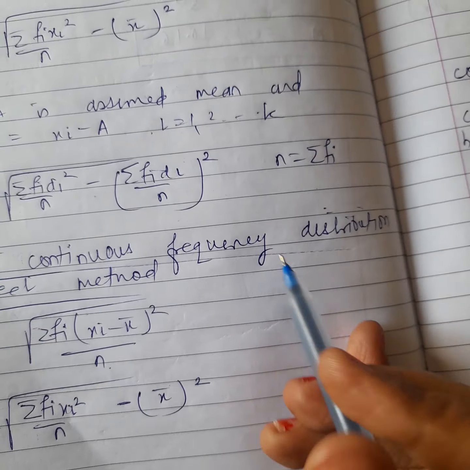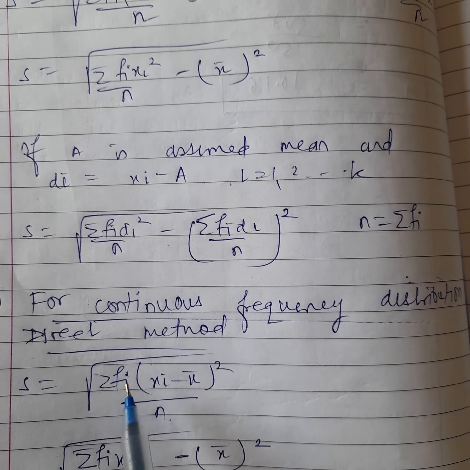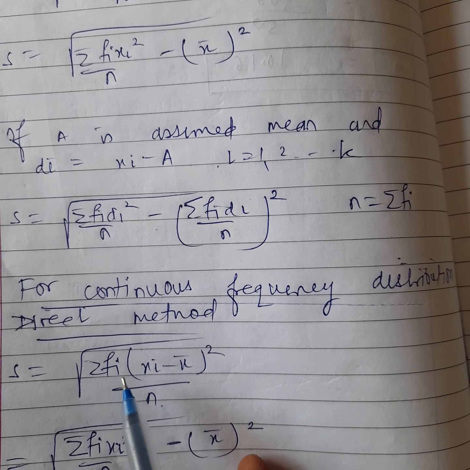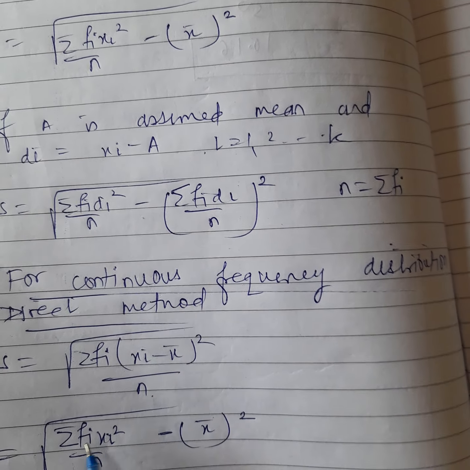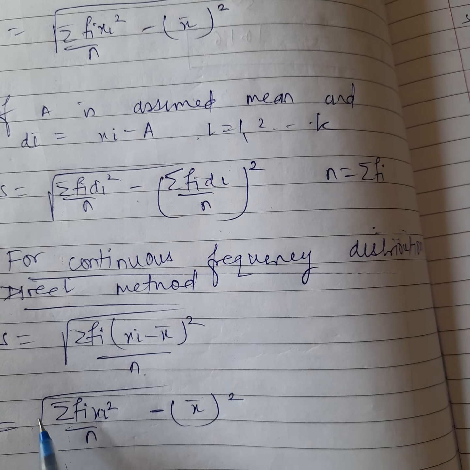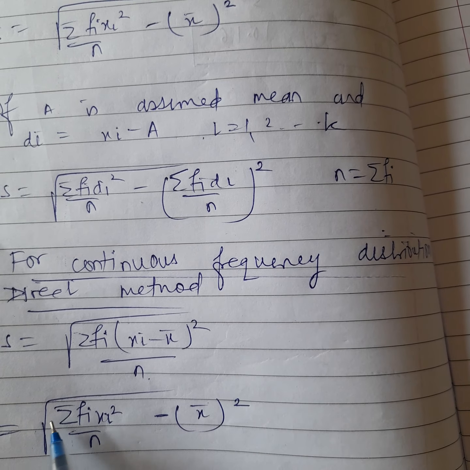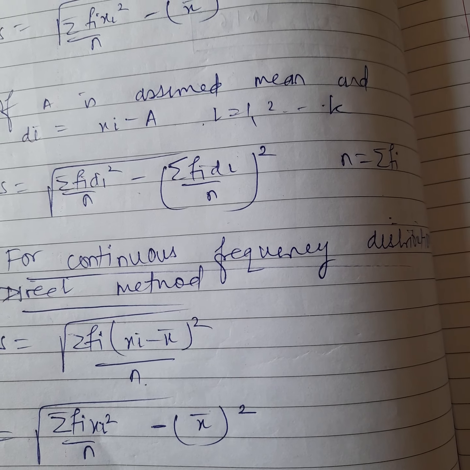Now for the continuous frequency distribution, first we'll see the direct method. S equal to the square root of summation of fi into (xi minus x bar) the whole square divided by n. We can use any of the formulas. The next formula is the square root of summation of fi into xi square by n minus x bar the whole square.